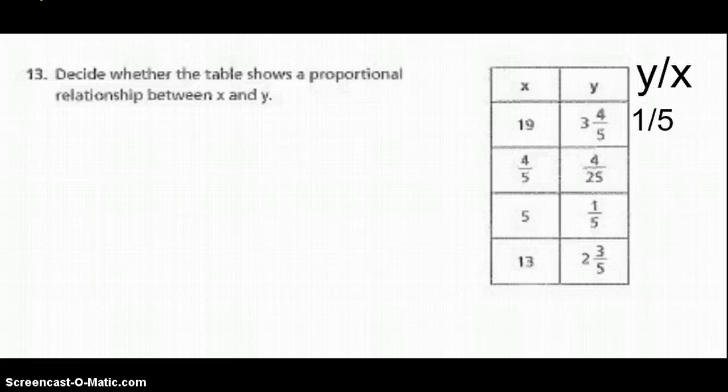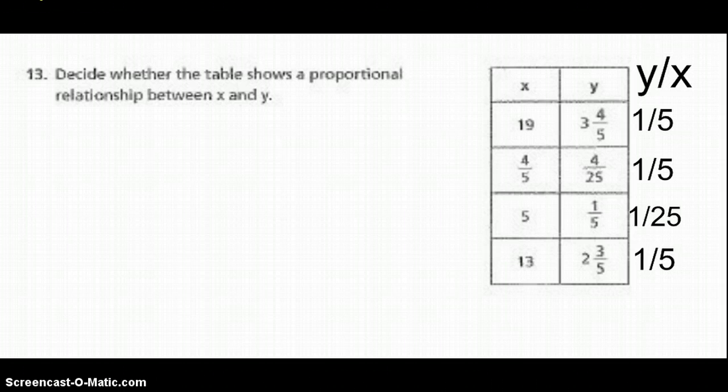For the first row, if we were to take 3 4/5 divided by 19, you end up getting 1/5. The way you can do that in a calculator is to take 3, then the fraction 4/5, and then divide that by 19. Now try the next 3. You should find that when you take 4 25ths and divide it by 4/5, you end up getting 1/5. For the third row, when you take 1/5 divided by 5, you get 1/25. And for the fourth row, when you take 2 3/5 divided by 13, you get 1/5.